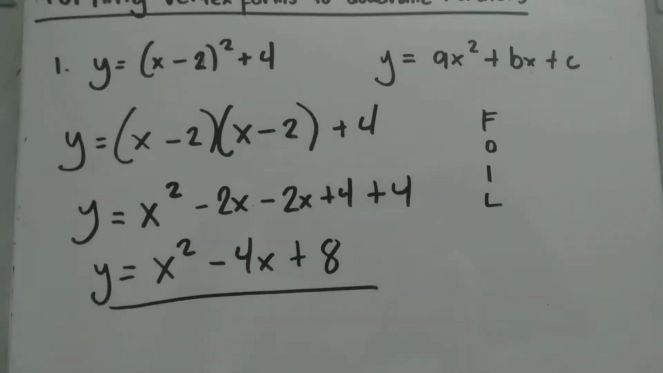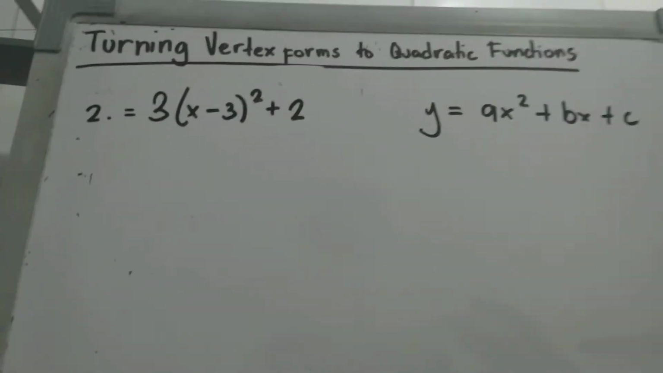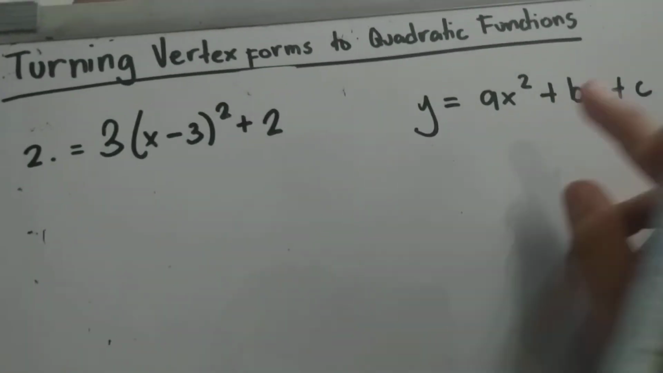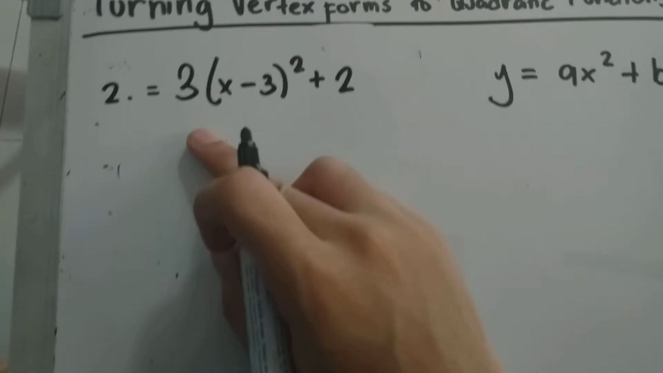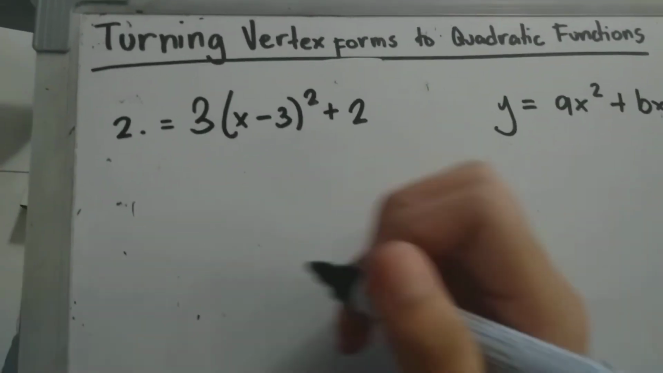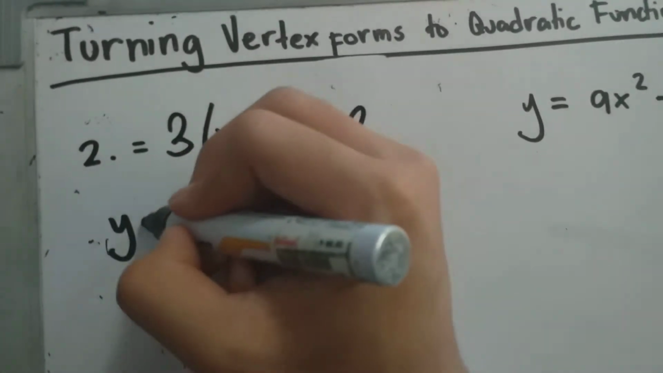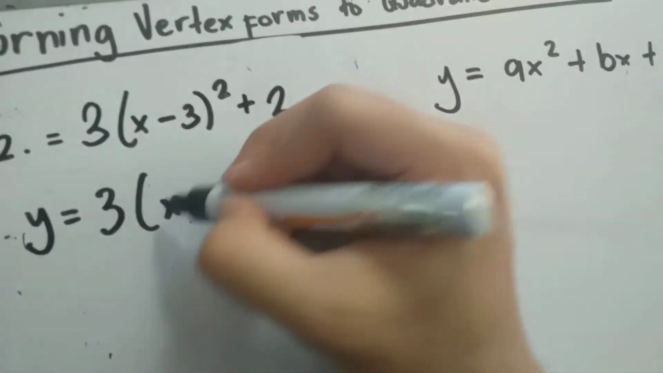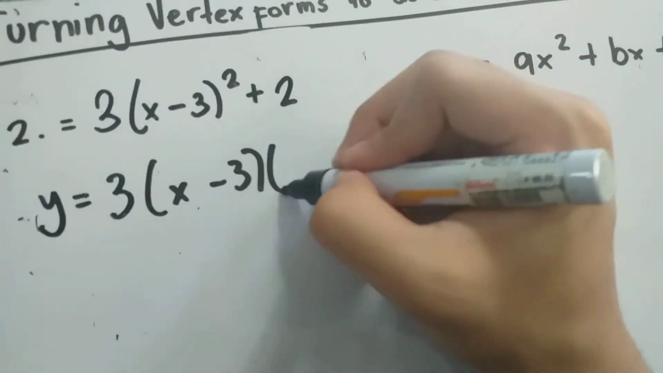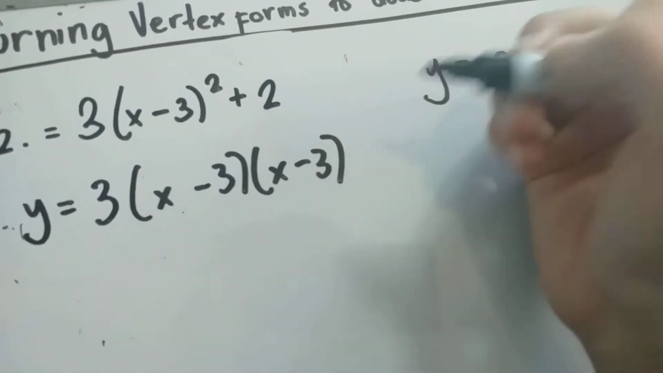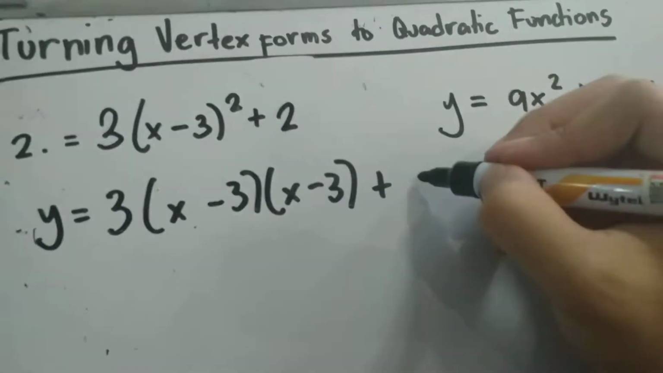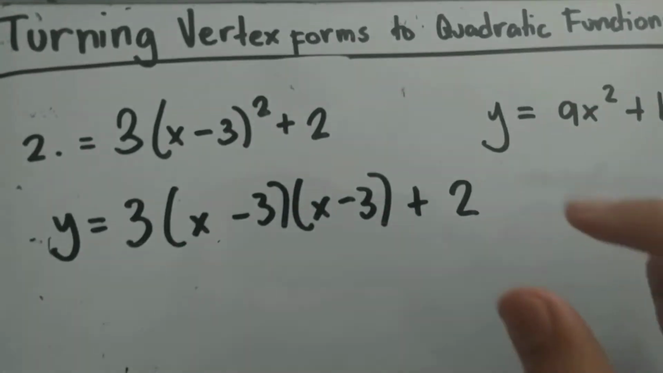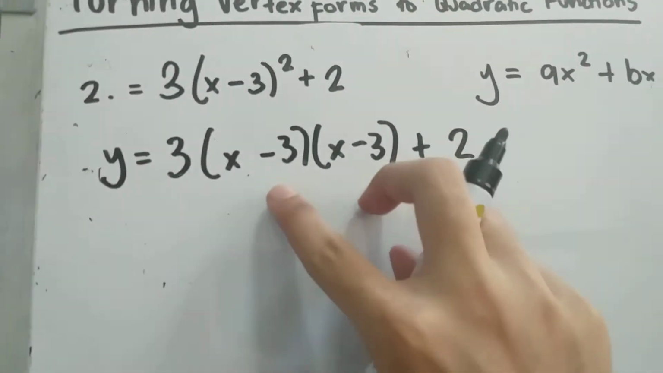Now for the next example. What if there is a number outside the parentheses, or what if the value of a is not 1? To do that, it will actually be the same. Expand this, you get x minus 3, then x minus 3, then the plus 2. So your first step pretty much is just to expand the square of the binomial and make it look like this.